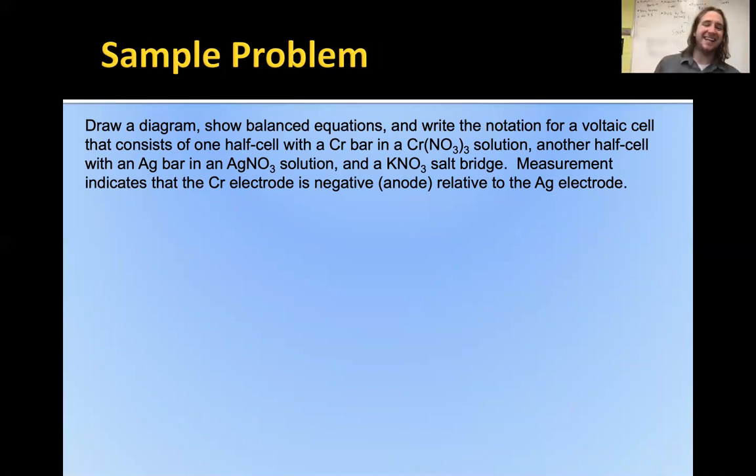Let's take a look at an example here where we can draw the diagram, show our balanced equations, our two half reactions, and then write the notation for our cell, where we got one half of the cell, that's a chromium bar in a chromium solution. The other half reaction is a silver bar in a silver nitrate solution. Then we got potassium nitrate in the bridge. Measurement indicates that the chromium electrode is negative. It's the anode, oxidation, relative to the silver electrode. That must be the positive one in terms of our reduction reaction.